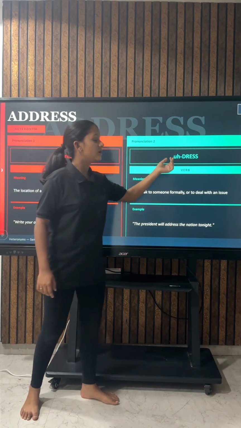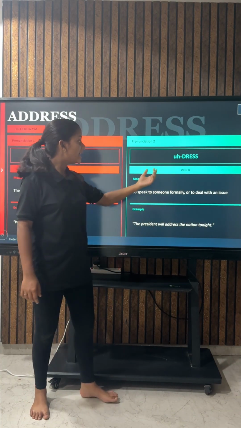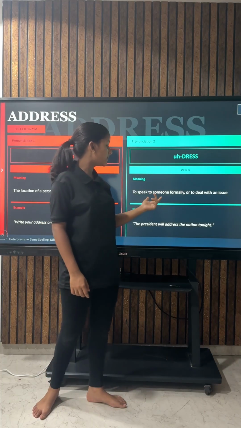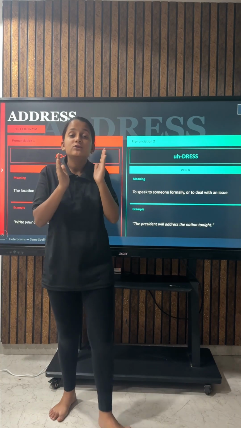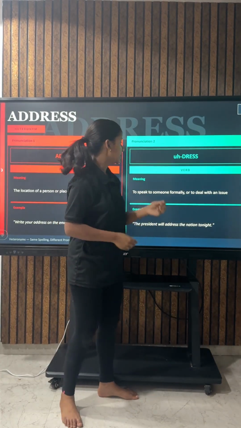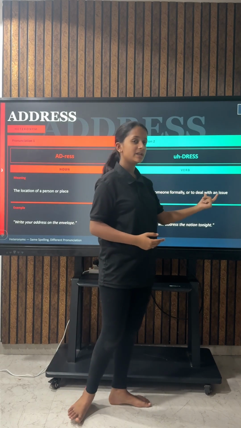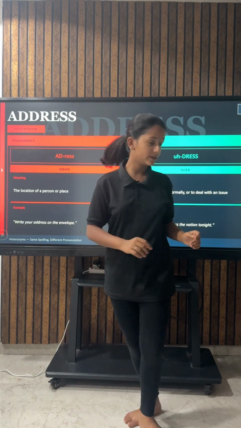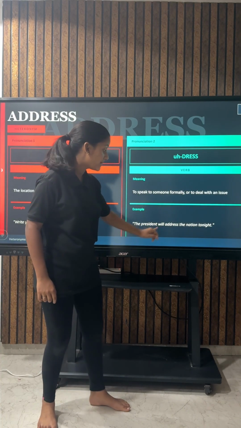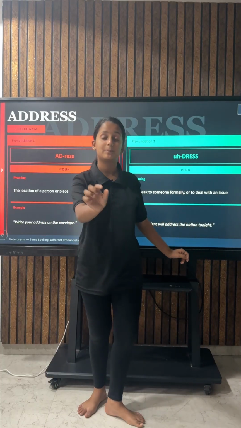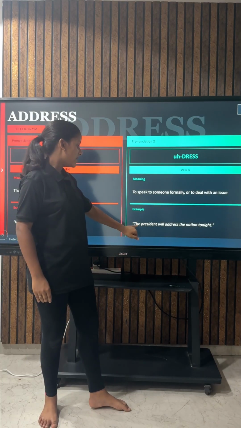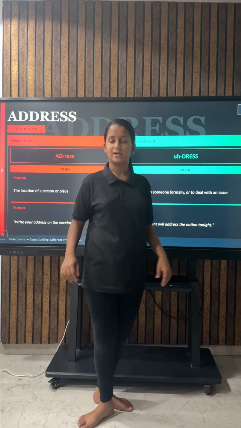And the other one is address. It is a verb because it has stress on the second syllable. Address: to speak to someone formally or to deal with an issue. To speak to someone in a formal way, a respectful or good way, or to deal with an issue. Example: the president will address the nation tonight. They have the same spelling, but different pronunciation and meaning. So you have to see in which sentence they are used, and understand like that.